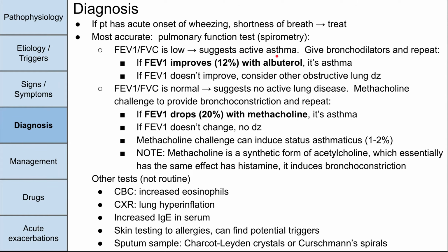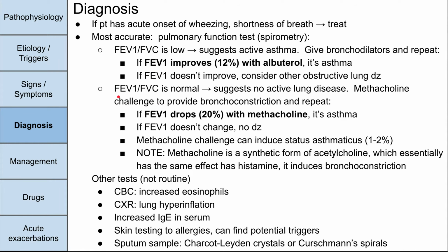For that person, in order to confirm asthma, you would give bronchodilators like albuterol, and then you would repeat the test. If the FEV1 improves, and the number cited in the literature is about 12% with albuterol, then you have a diagnosis of asthma. So the important thing to note here is that asthma is reversible with a bronchodilator like albuterol, and that reversibility is indicated by an improvement of FEV1 by 12%. If the FEV1 does not improve when given albuterol, then you can consider another obstructive lung disease. It could be COPD, for instance, it could be bronchiectasis. It's something else. Asthma is typically reversible, so that's needed for the diagnosis.